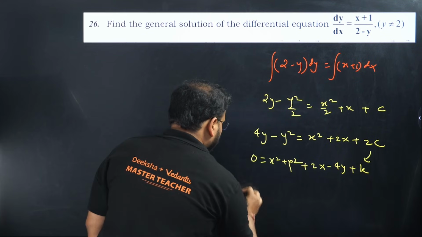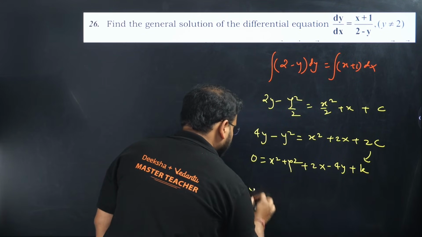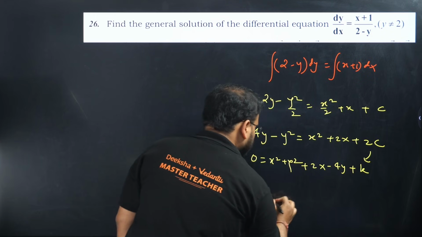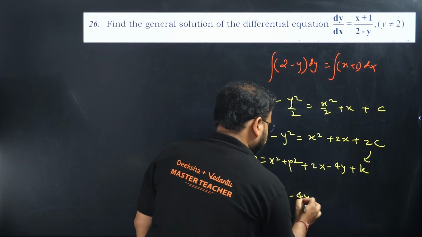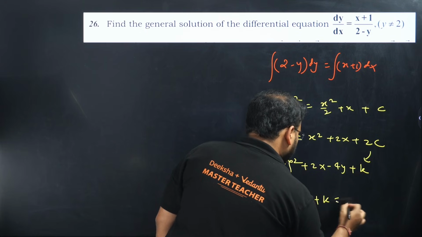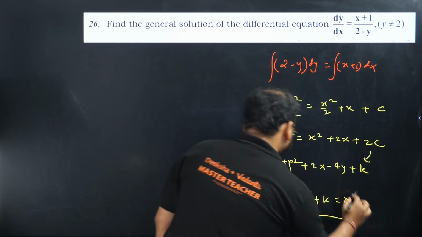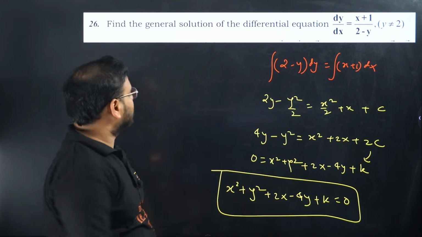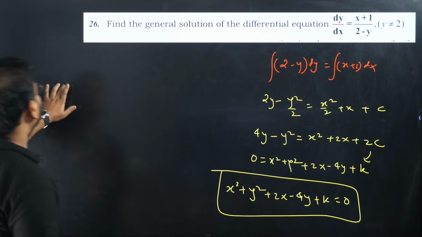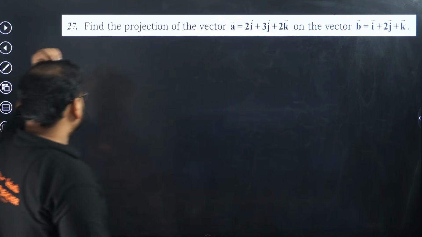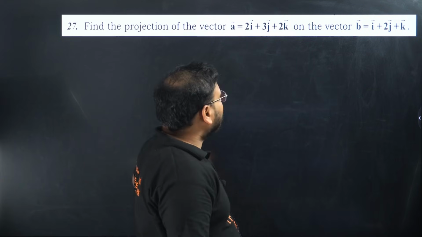Okay, this is a family of circles, right? General form x square plus y square plus 2x minus 4y plus k equals to 0. This is the final answer. K represents your arbitrary constant. Find the projection of the vector A on the vector B.